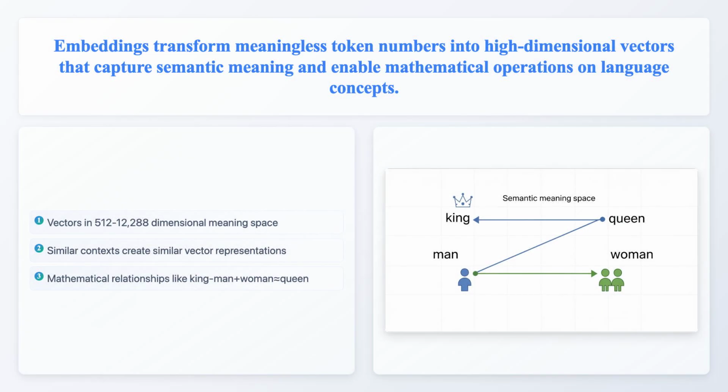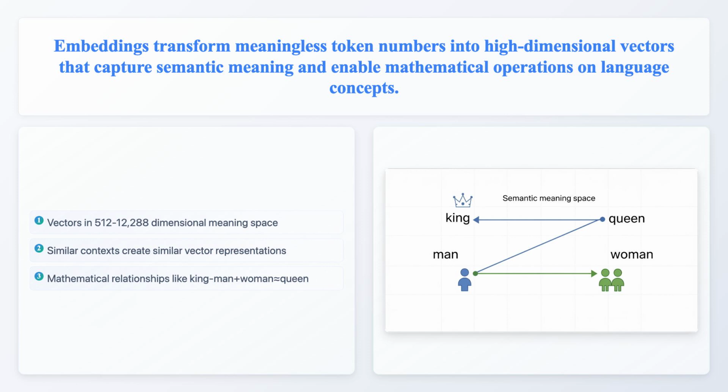Now we have integer tokens, but integers alone carry no meaning. Token 1534 could represent anything. This is where the embedding layer performs its magic, transforming these meaningless numbers into rich, high-dimensional vectors that capture semantic relationships.